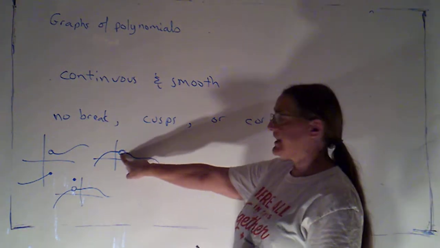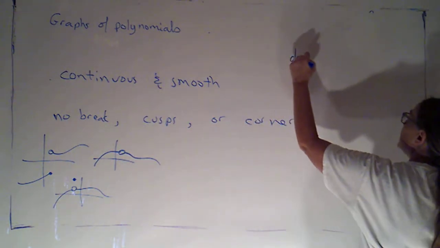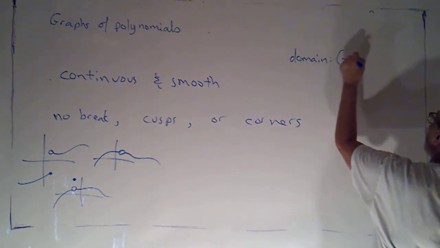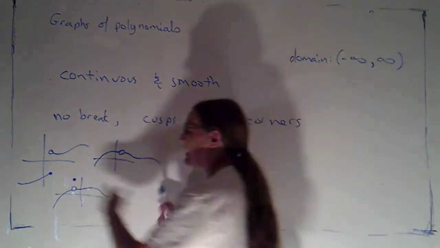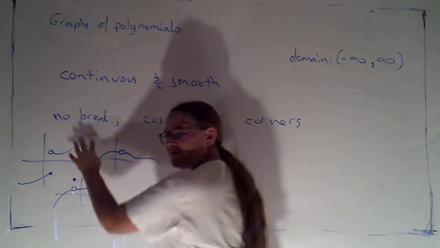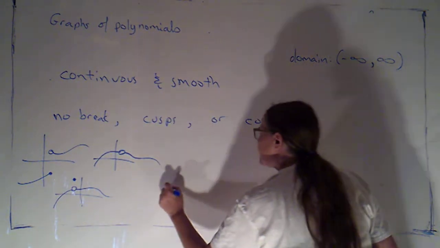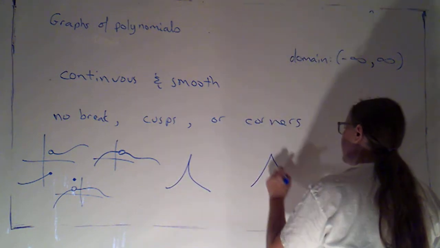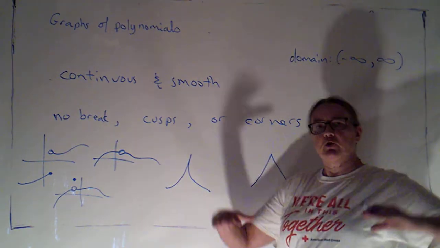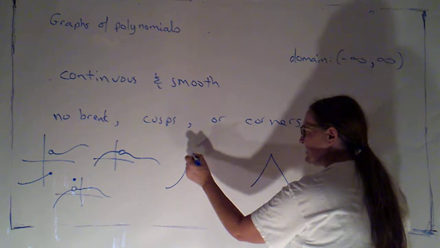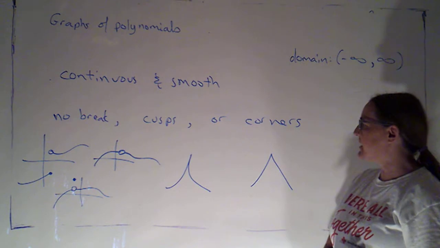I can tell that we can't have a gap like this. This would correspond to an x value that's not in the domain. The domain for any polynomial is always going to be negative infinity to infinity. But no breaks tells me I also can't have a break and jump. So there's no sort of unexpected behavior. A cusp would be something like this, and a corner would be something like this. A cusp is basically when two curved sections come together to give us an abrupt change. And a corner is just when two line segments come together to give us an abrupt change.